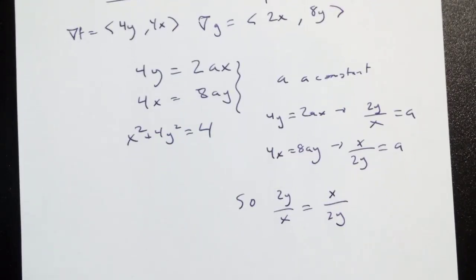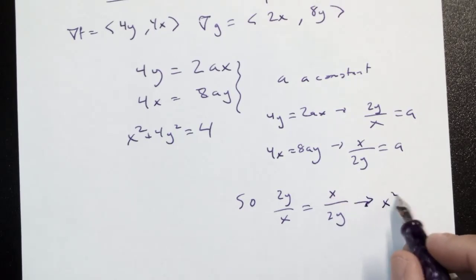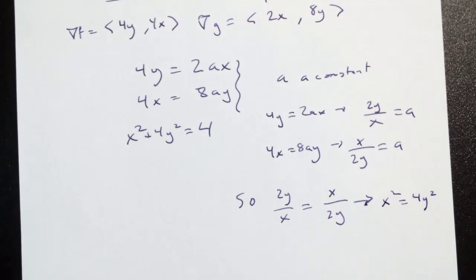Why does that help me? Yeah, but I can do that right from here. If those two fractions are equal, I can cross multiply, can't I? And if I cross multiply, I get x squared equals 4y squared. Look at my ellipsoid, my ellipse. It's not an ellipsoid, it's flat. Look at my ellipse. Oh, I can replace 4y squared with x squared.